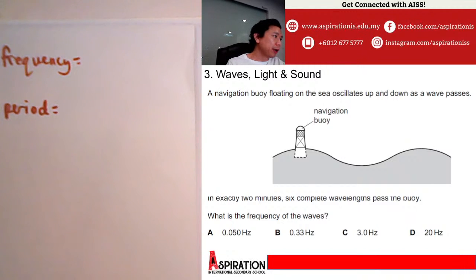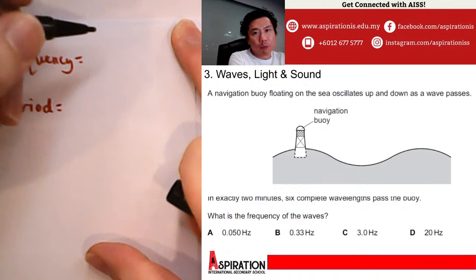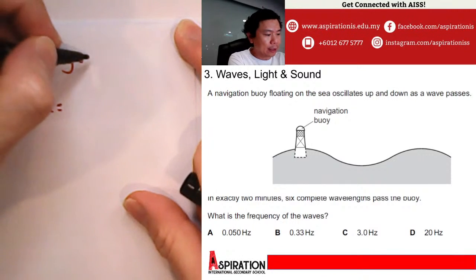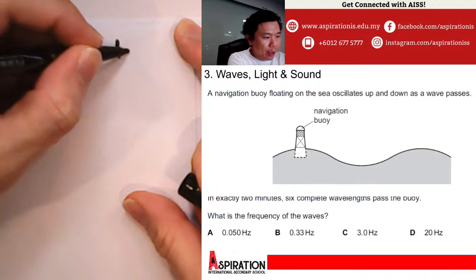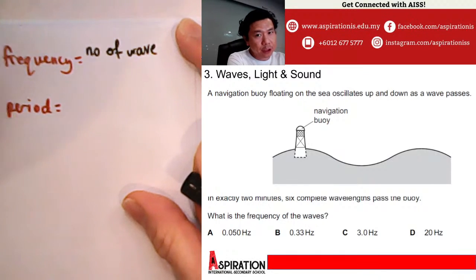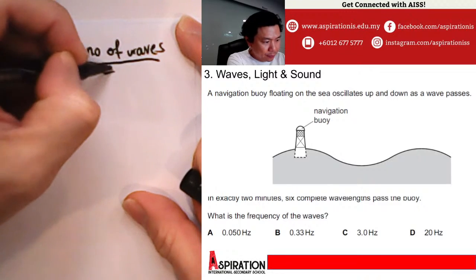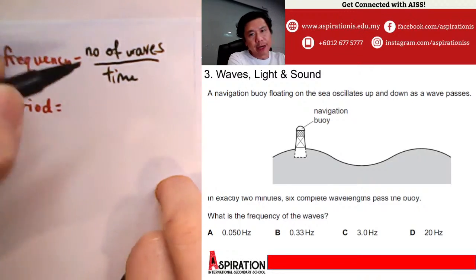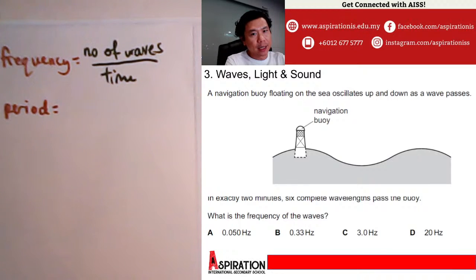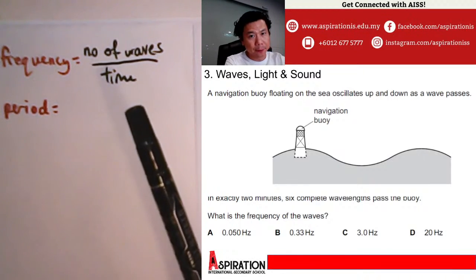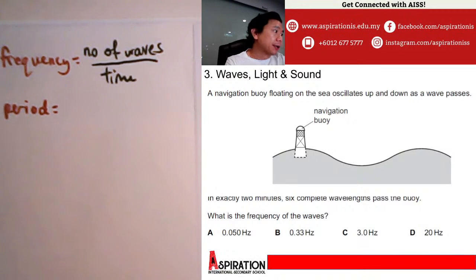Wow, that was quick. Thank you. So frequency is the number of waves per second, Jared says. So yeah, number of waves. Can I have the definition for period, please? So based on Jared's definition, the number of waves per second, this is the formula that we need to use. Okay. Now what about period?